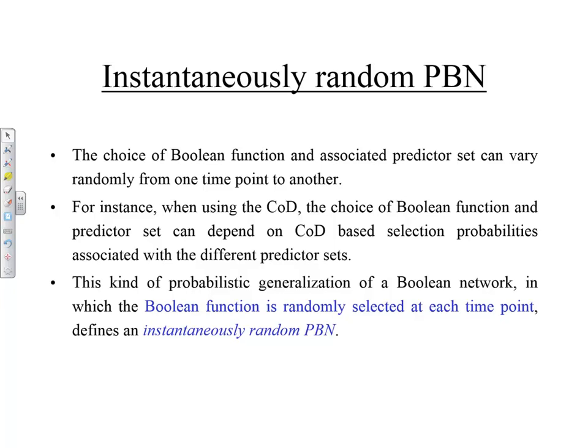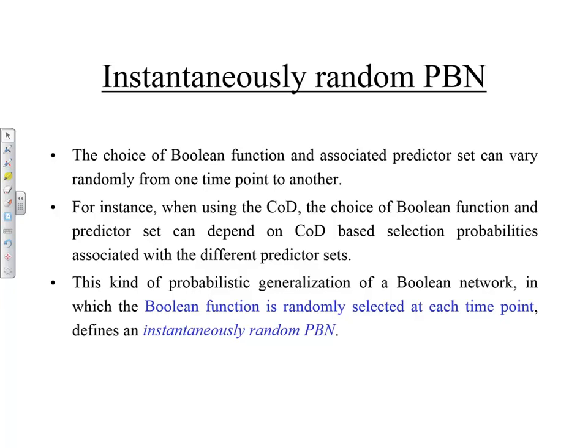How do you determine which predictors you use? Well, there are different ways, and again, all this is more theory than actual practice. One way to do that is, for each gene, you could have a number of predictors, and you have their CODs. So you could assign the probabilities in the ratio of the CODs.